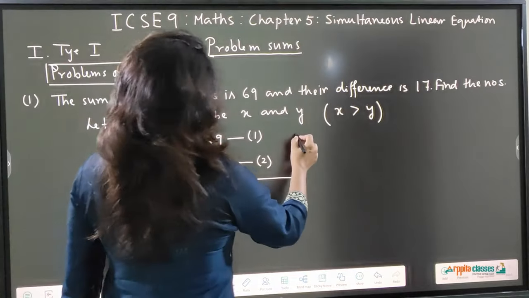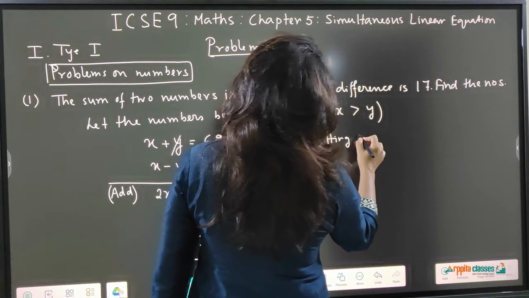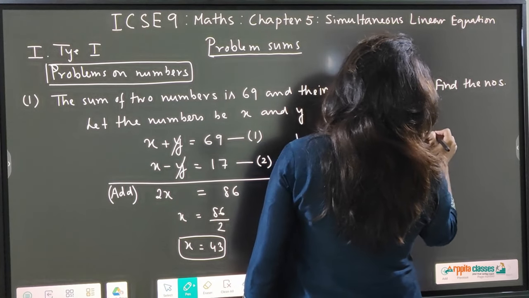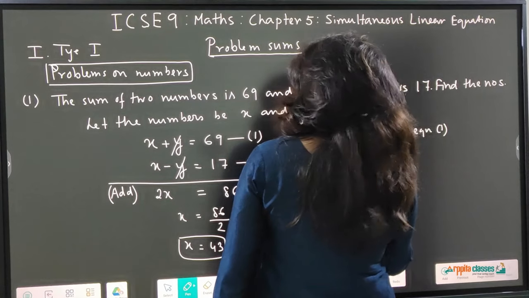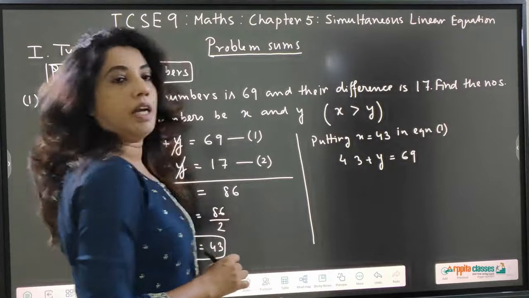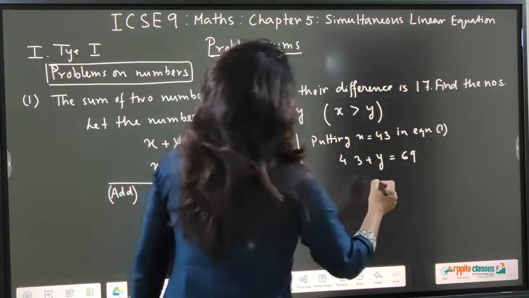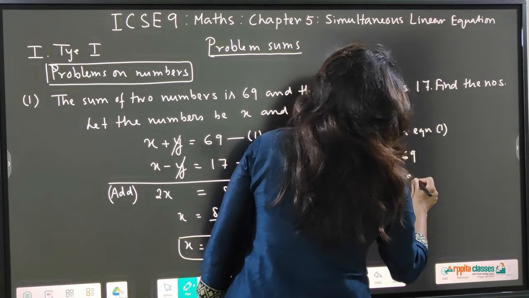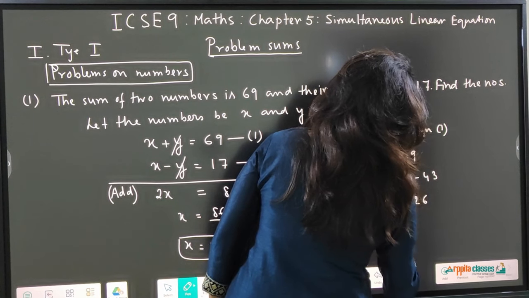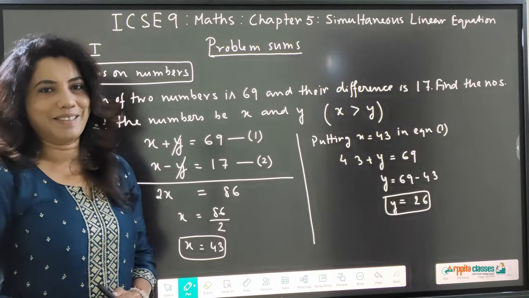Now I'll put this value, putting x is equal to 43 in equation number 1. So 43 plus y is equal to 69. Equation number 1 is x plus y is equal to 69. I put 43 there. So y will be equal to 69 minus 43, that is 26. So the two numbers are 43 and 26.